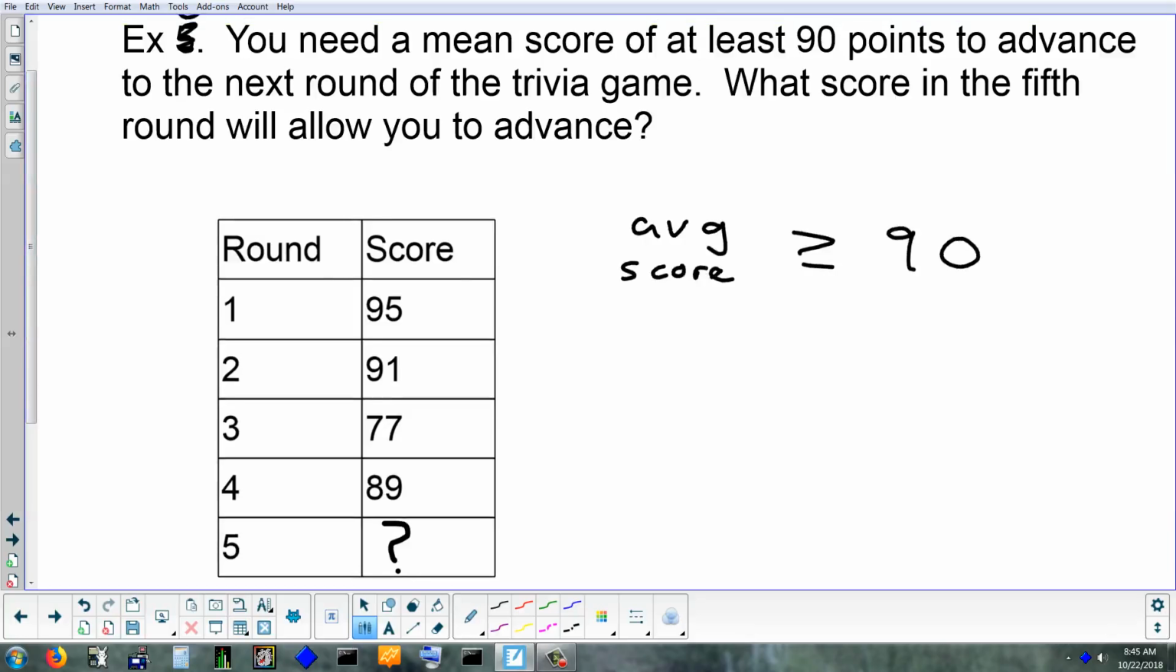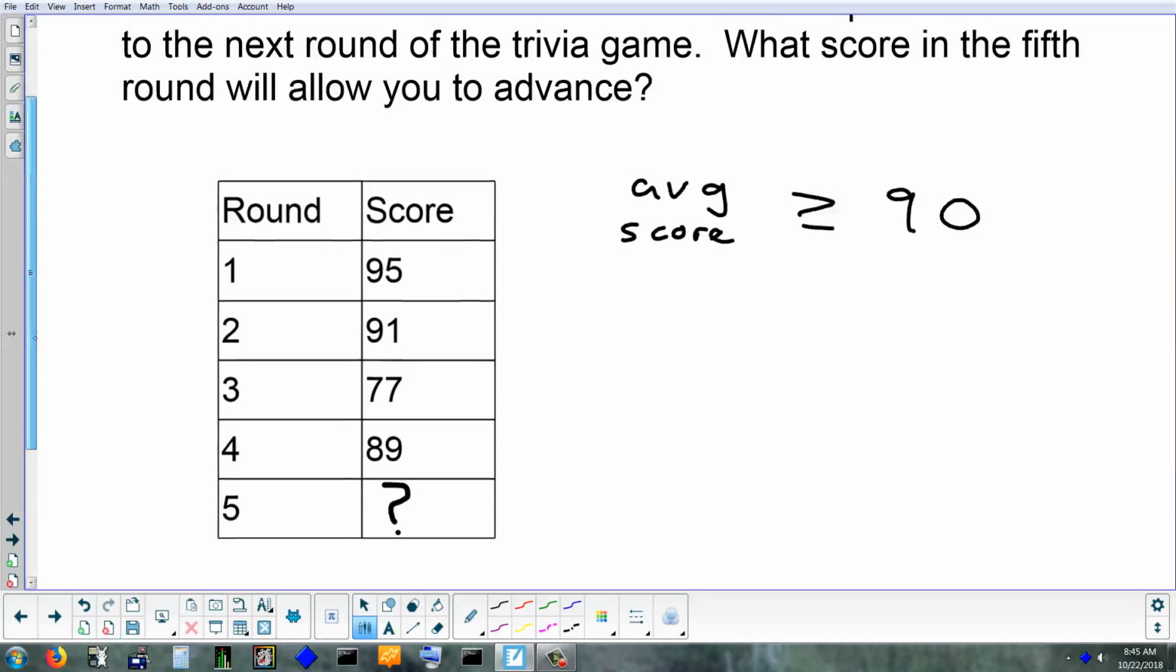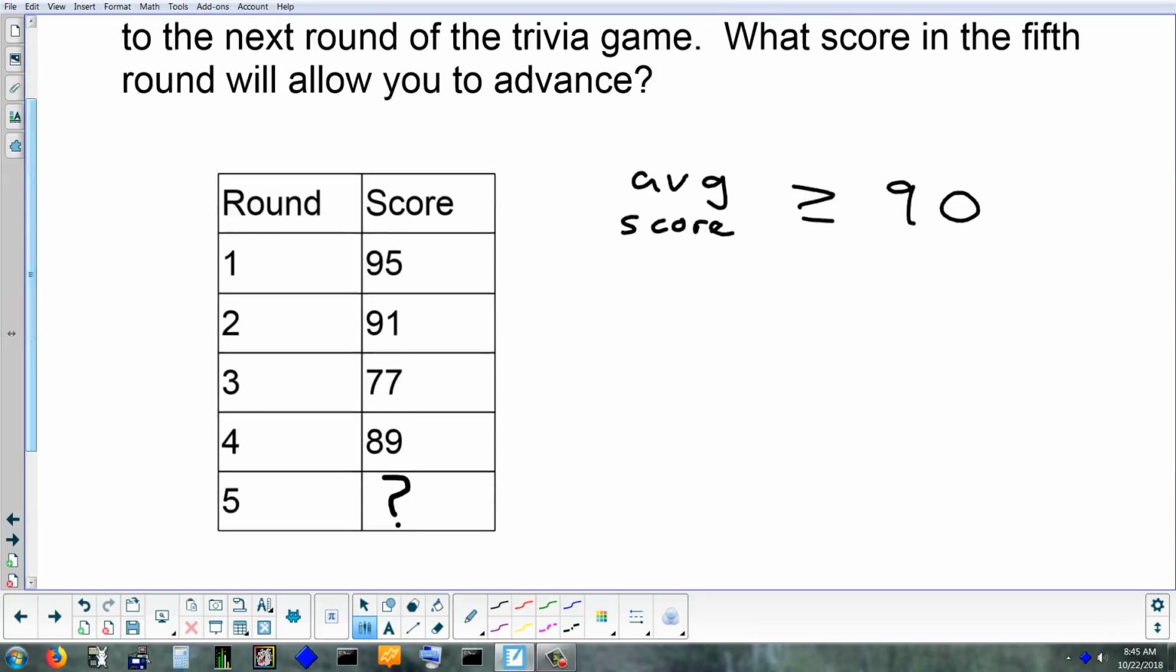So now, average. Okay? How many scores do we have so far? 4. And to get to the next round, we're going to get a 5th score. So how many scores will there be altogether? 5. So five numbers. We don't know what this one is. It's a question mark. How could we represent that using more mathematical terms than a question mark? Yeah, why don't we just call it x? I'm just going to call it x.